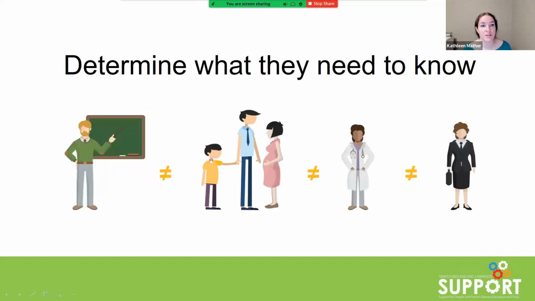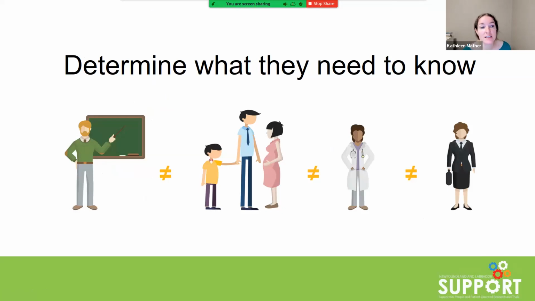So, okay, we've determined those key people that we need to reach, but what do they actually need to know? We want to make sure that all of those audiences have the best evidence available to make whatever their decisions might be. So it's really important to tailor our messages to the needs and interests of those specific target audiences.